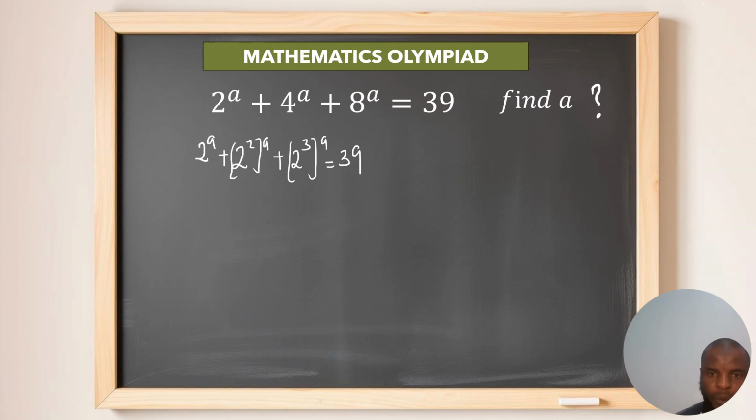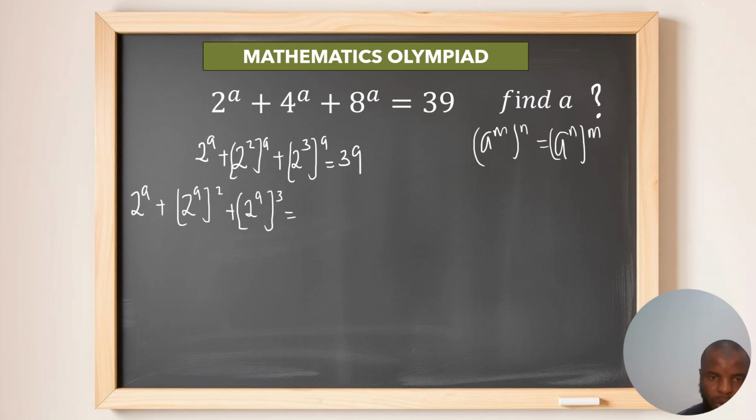Now here, recall the rule of indices that says that (a to the power of m) to the power of n is the same thing as a to the power of mn. So I'm going to be using this rule. Here we're going to have 2 to the power of a plus (2 to the power of a) squared plus (2 to the power of a) cubed equals 39. This makes sense.